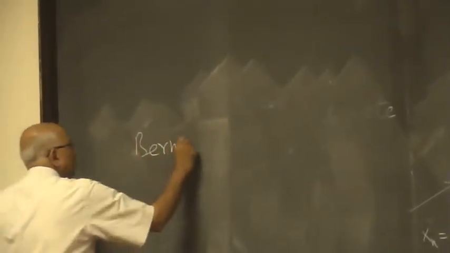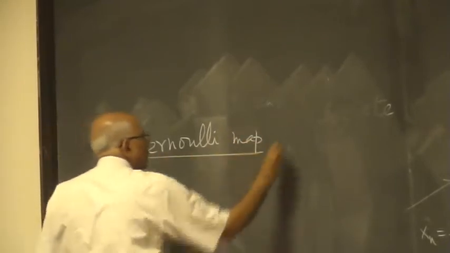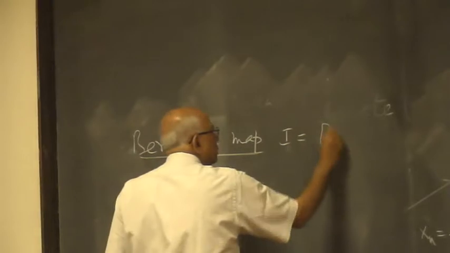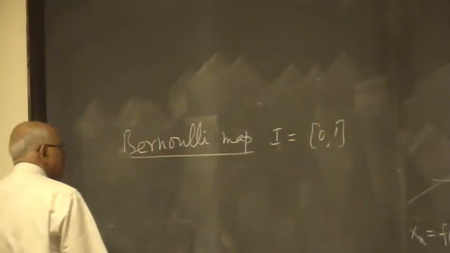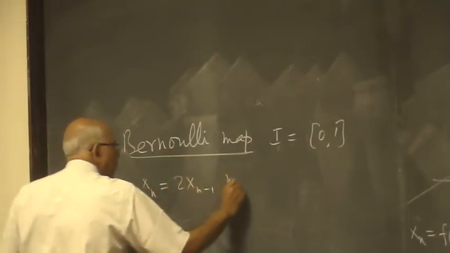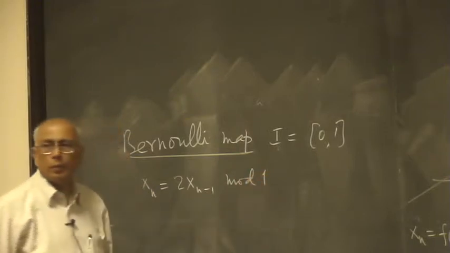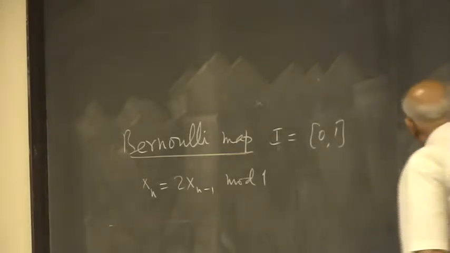I'd like to call it the Bernoulli map of the unit interval. So the unit interval is [0,1], and the rule is simplicity itself. It's x_n equal to 2x_{n-1} modulo 1. It says, take any number between 0 and 1, double it. If the number is greater than 1, throw away the integer, keep the fraction, and keep doing this forever. That's the rule. Now what's happening here? What's the map look like?